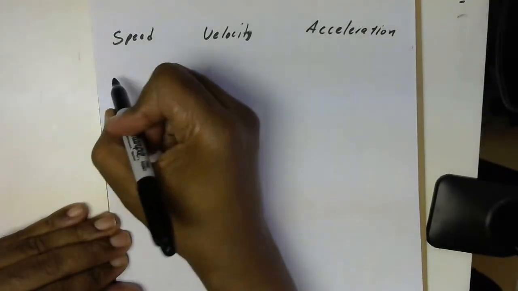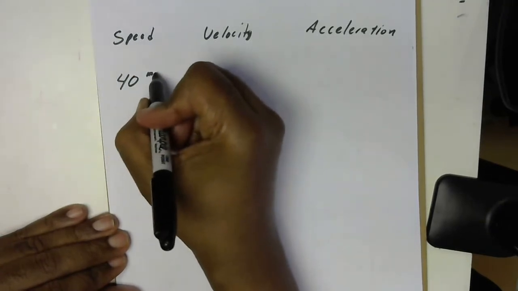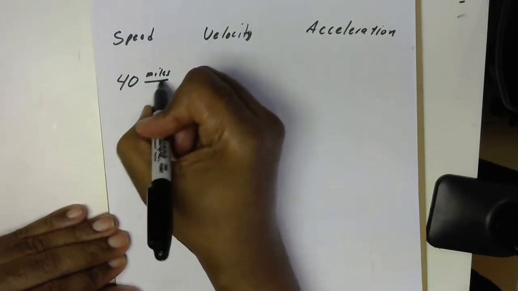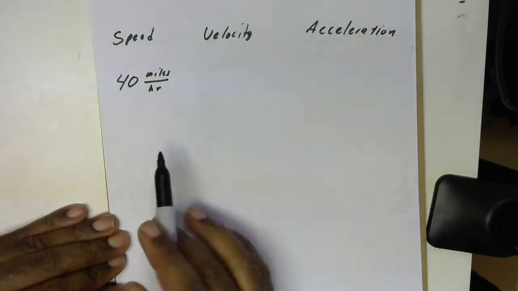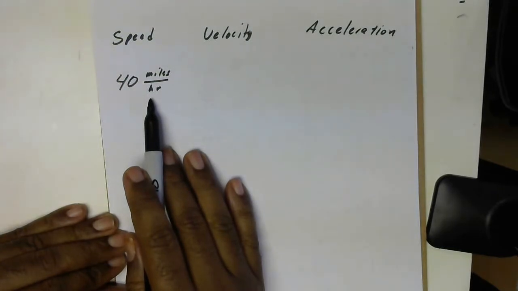Okay, let's talk about speed, velocity, and acceleration. Speed is basically talking about my change in my distance. Let's talk about how I drive, which will be the best way to explain how I get here. Typically I drive 40 miles in 1 hour. That's my speed, 40 miles every hour.